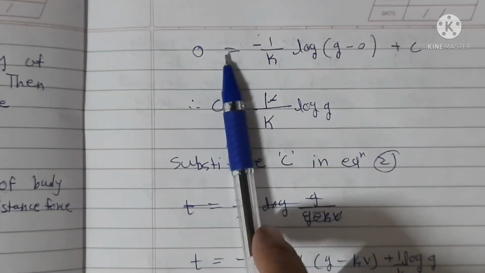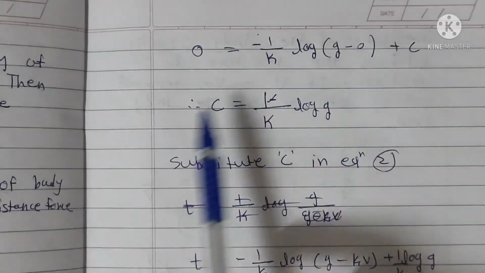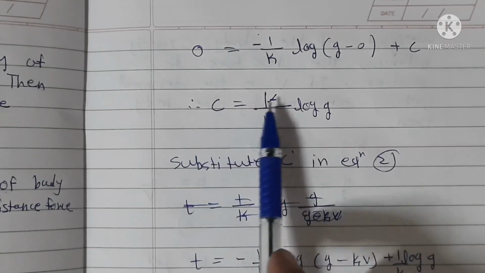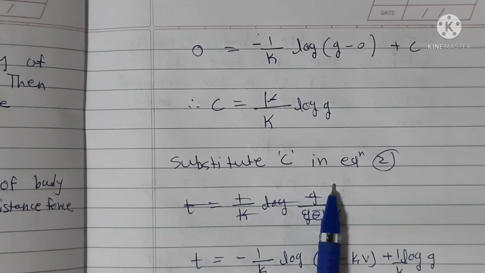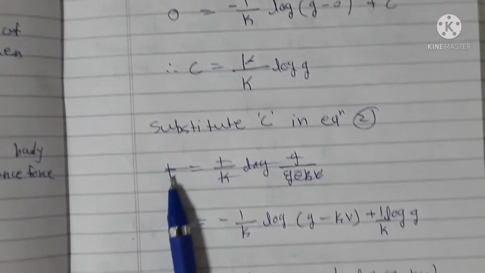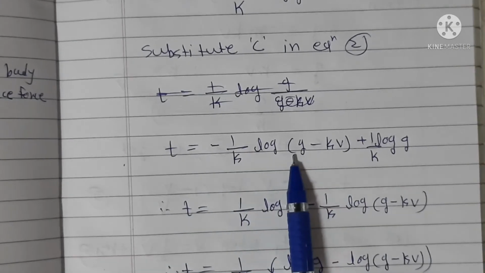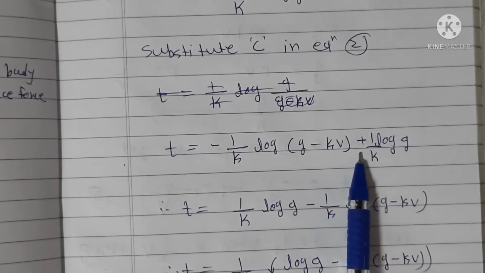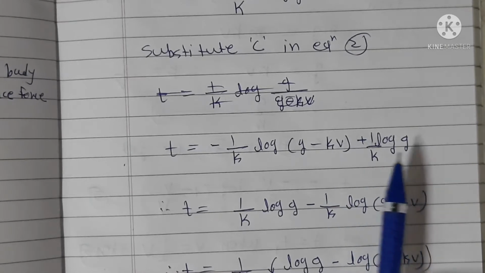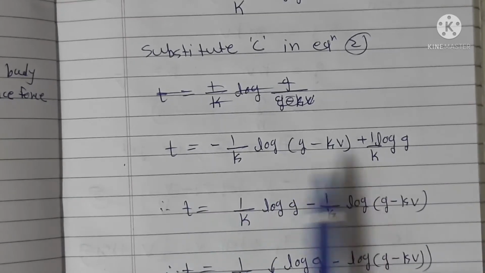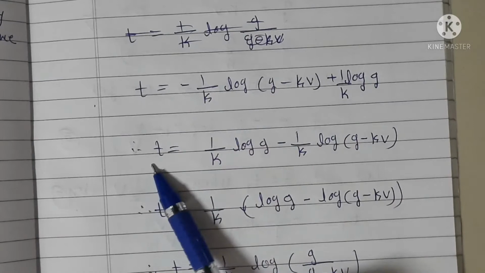Therefore by substituting the values, we get 0 is equal to minus 1 upon k log of g minus 0 plus c. Therefore the value of constant c is equal to 1 upon k into log of g. Now substituting c in equation 2, we get t is equal to minus 1 upon k log of g minus kv plus 1 upon k into log of g. Here we simplify this expression.